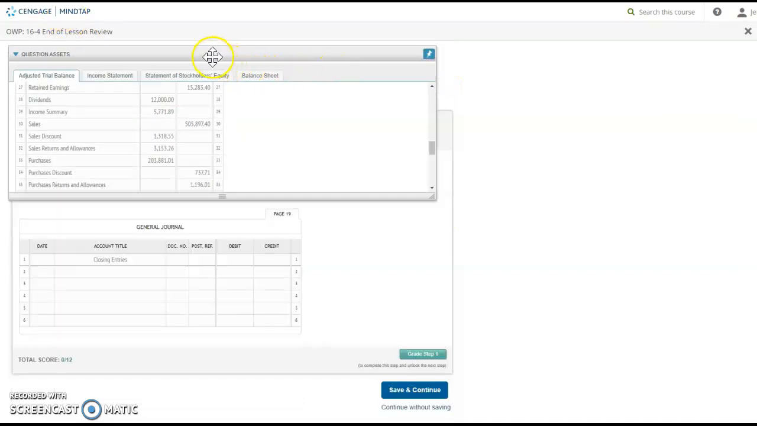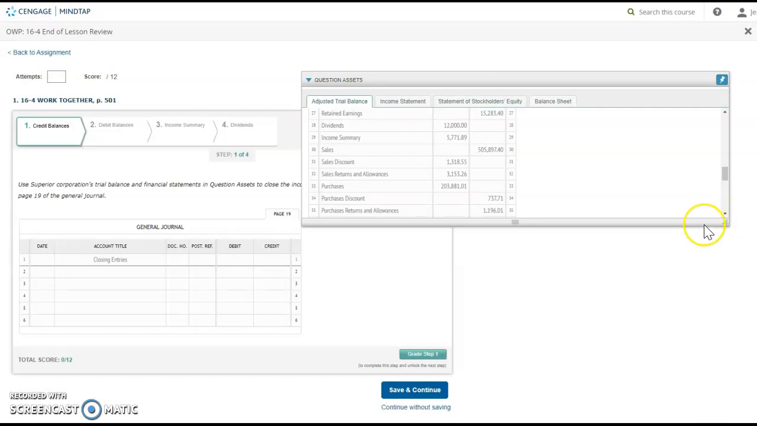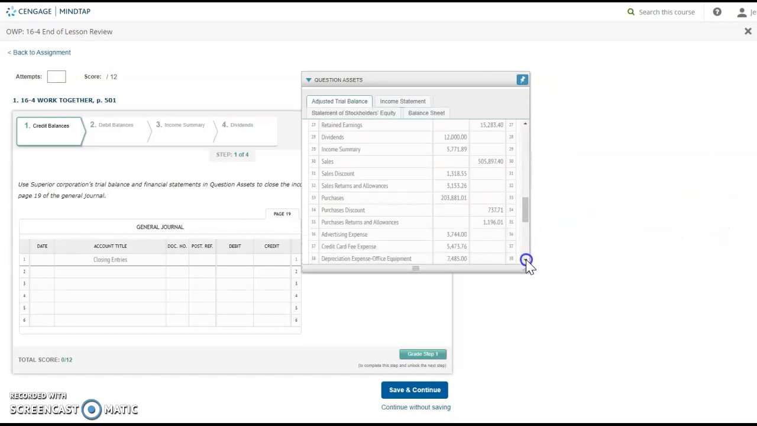So I'm going to unpin this and move it over here just so that I can see mine better. Okay, so our first one that we are going to close is going to be our sales account. So I'm going to start with my date of December 31st. And since sales has a credit balance, we are going to close it with a debit. So I'm going to put in sales. I don't have a document number since this is a closing entry, and I'm going to debit that for $505,897.4.